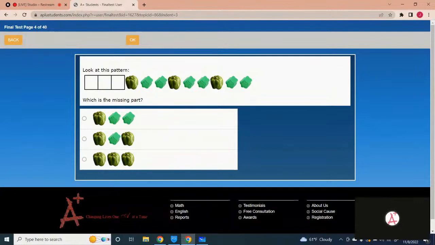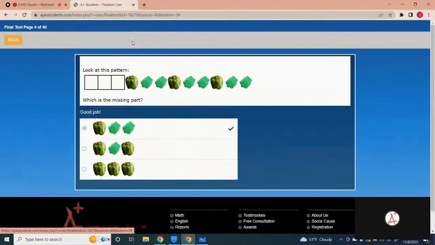Option number 1. Got it? Because it starts with one capsicum and then two of this shape. Two of the shapes, again a capsicum and two of the shapes, again a capsicum and two of the shapes. So that would be option number 1. Very good, Alex. Select the correct option and then click on the OK button.